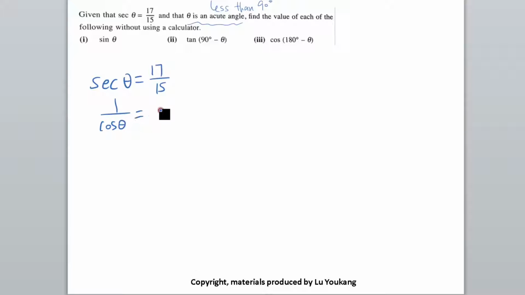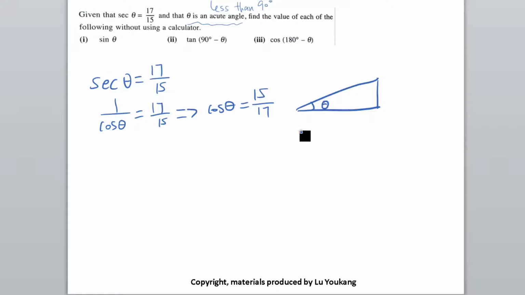So secant theta equals 17/15. That means 1 over cosine theta is equal to 17/15, and that will give us cosine theta equals 15/17. So you have to know that secant theta is equal to 1 over cosine theta. So with this, we just need to draw a right angle triangle.